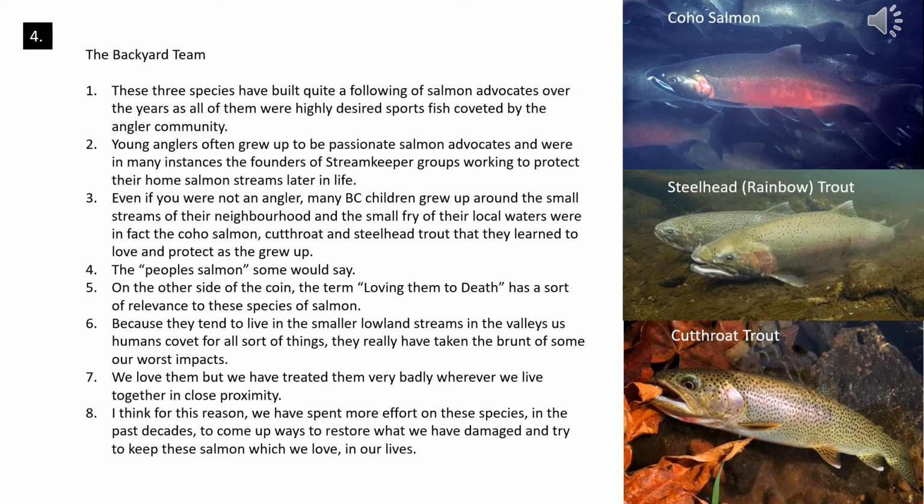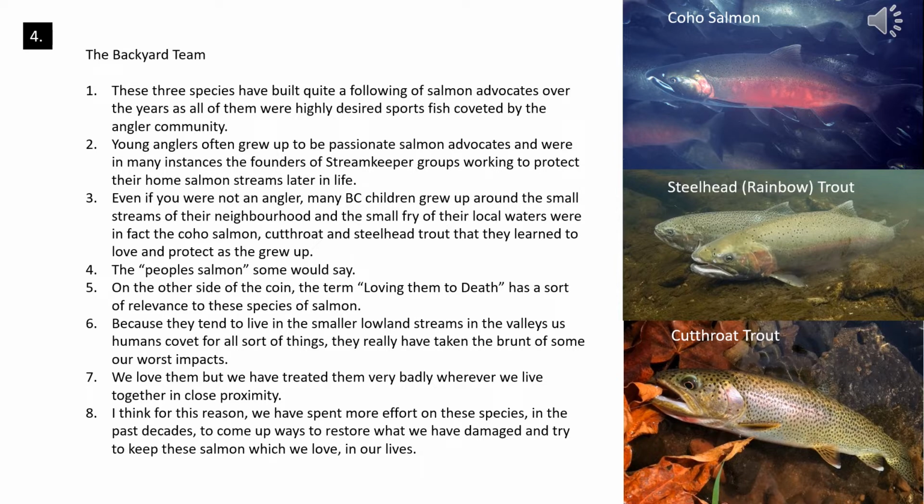Now, even if you were not an angler, many BC children grew up around the small streams of their neighborhood, and the smallest fry of their local waters were in fact the coho salmon, cutthroat, and steelhead trout that they learned to love and protect as they grew up. The people salmon, as some would say.